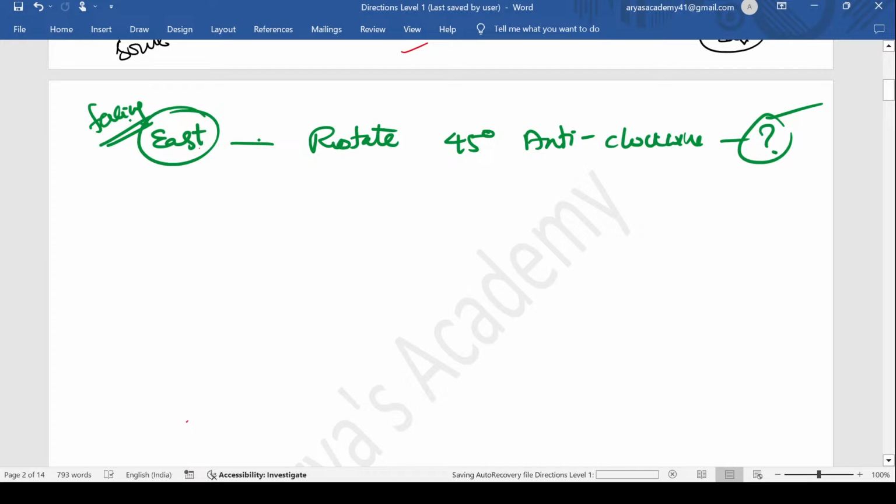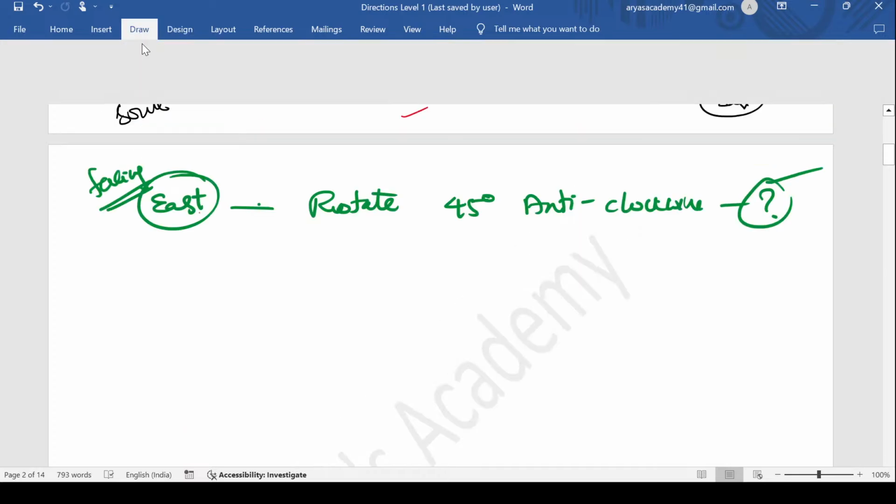Can you please tell the answer then? If I rotate 45 degrees while facing towards east, I will be facing which direction? That is my question. Northeast. Most of you answered northeast. Let us check it. We will cross check and we will see whether this is right or wrong.